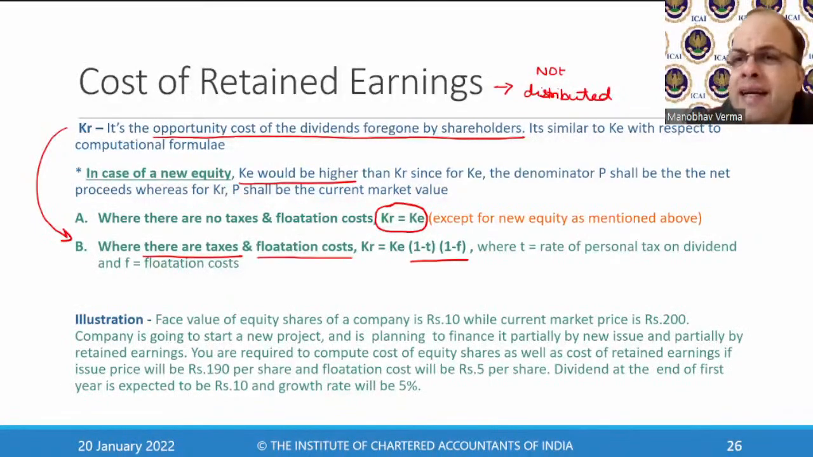Otherwise, as a general rule, we will say that the cost of retained earnings is equal to the cost of equity.